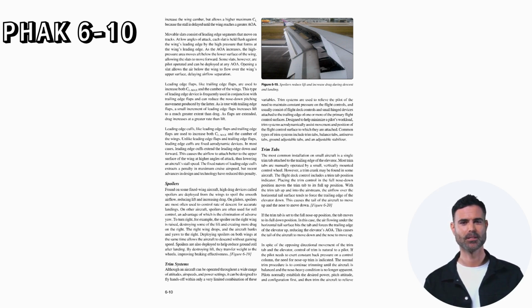Leading edge flaps, like trailing edge flaps, are used to increase both CL max and the camber of the wings. This type of leading edge device is frequently used in conjunction with trailing edge flaps and can reduce the nose-down pitching movement produced by the latter. As is true with trailing edge flaps, a small increment of leading edge flaps increases lift to a much greater extent than drag. As flaps are extended, drag increases at a greater rate than lift.